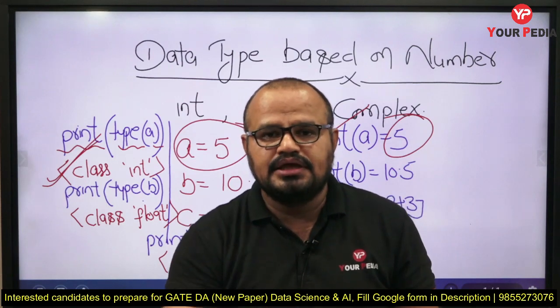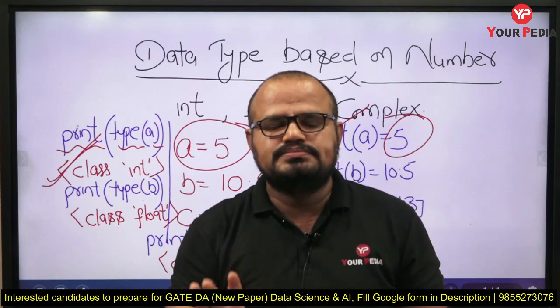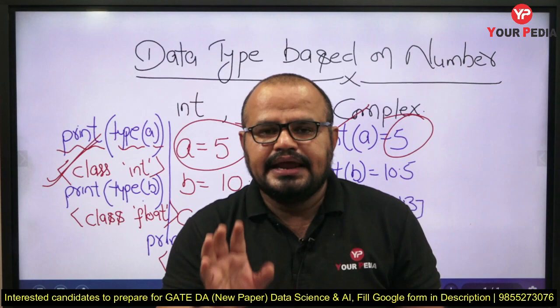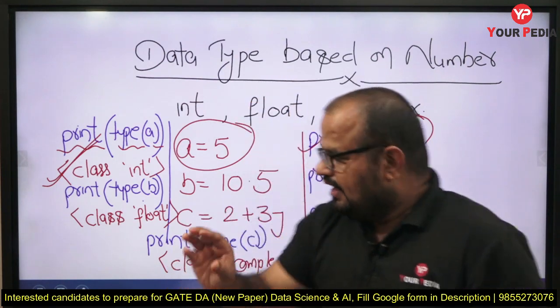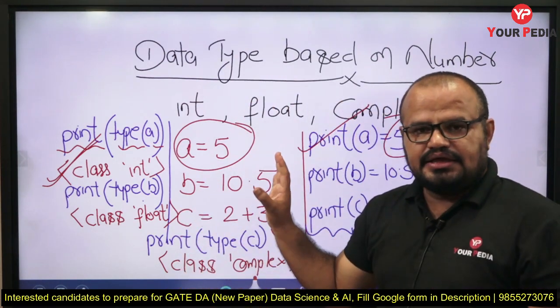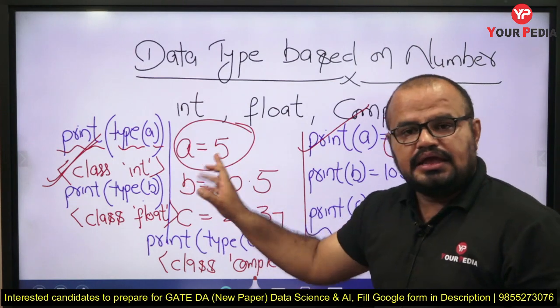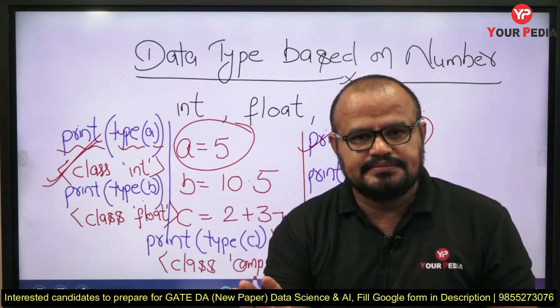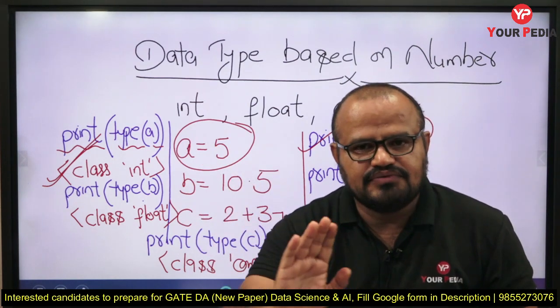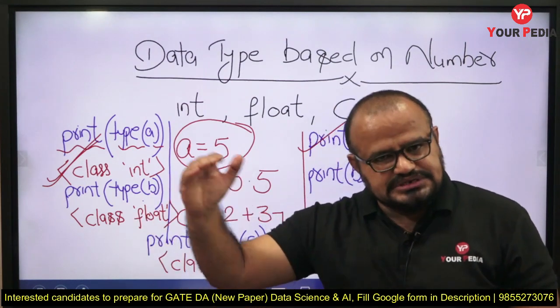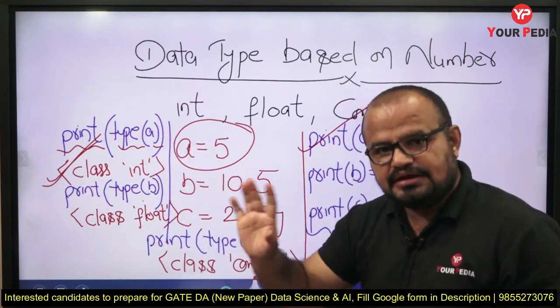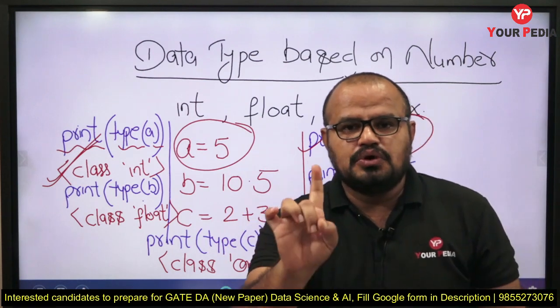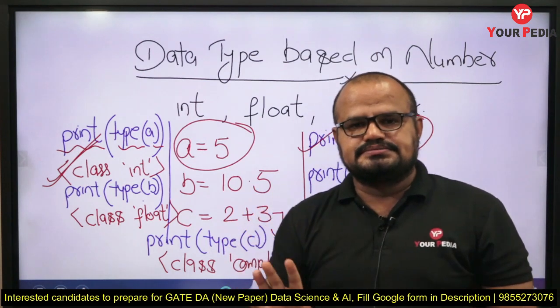Now, my dear students, one more difference between C and Python language is that Python is object oriented programming, whereas C is not. It means whatever you are writing here, A is an object. So what do you mean by object? What do you mean by class? We are going to discuss in our next lectures, but keep in mind Python is an object oriented language.